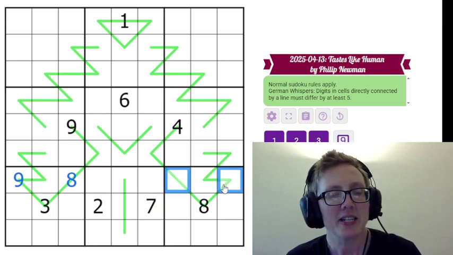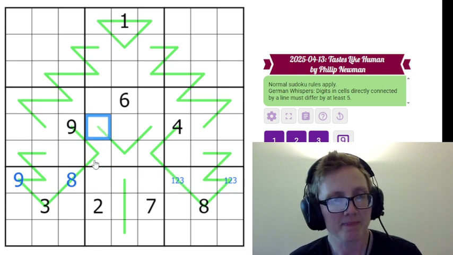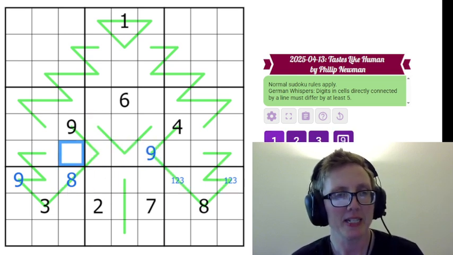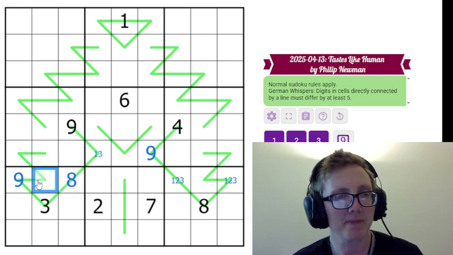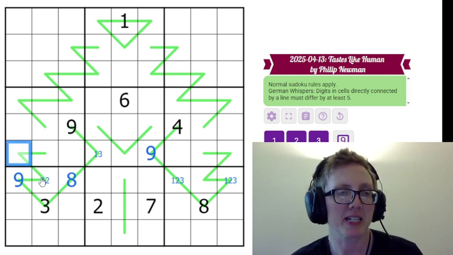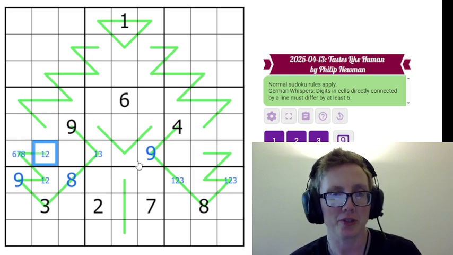Now 8 is far enough away from 1, 2, or 3. 4 is only far enough away from 9. 9 and 8 are far enough away from 1 or 3, and then there's already a 2 there. This is going to be 1 or 2. It can't be 4, because if it was a 4, we would have to place a second 9 up here. So this is going to be 6, 7, or 8, and this is going to be 1 or 2 also.